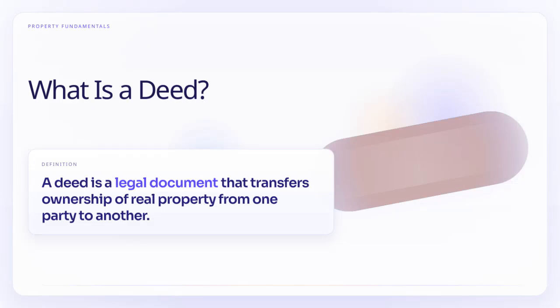Let's talk about property fundamentals, starting with the concept of a deed. A deed is essentially a legal document that plays a crucial role in real estate transactions. It officially transfers ownership of real property, like land or a house, from one person or party to another. Without a deed, ownership can't be legally recognized or changed, making it a foundational element in property law. Understanding deeds is key to grasping how property ownership works.